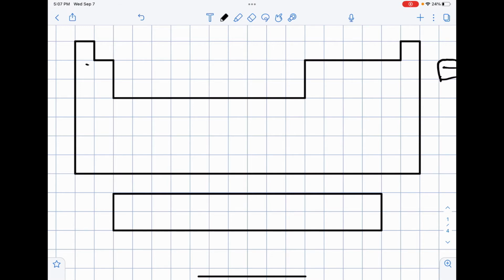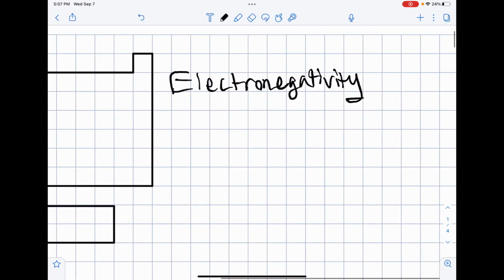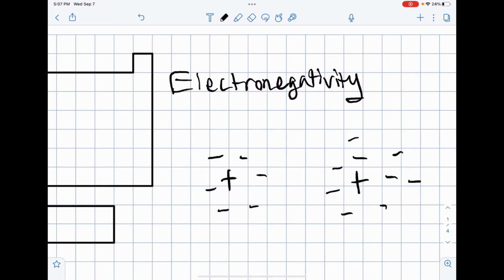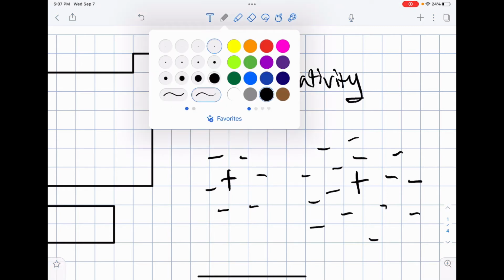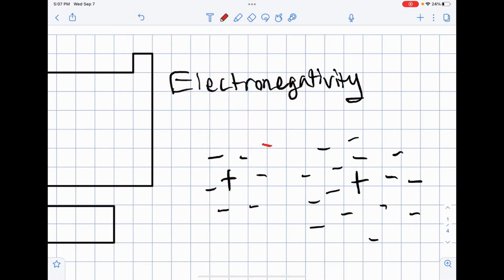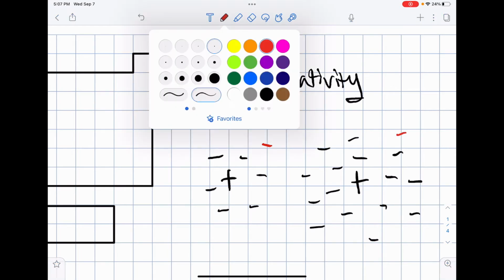Well, down the group or down the column, what happens is shielding. So like we talked about, if I have one atom that looks like this, and one atom that looks like this, so it's got more shells of electrons, and I know these are really bad drawings, but hopefully they get the point across. And then for both of them, we have a hypothetical electron out here, and it's like, how badly do we want to hold on to that?